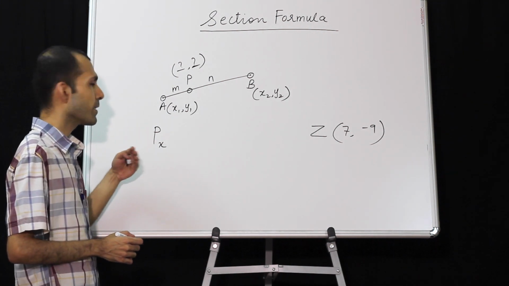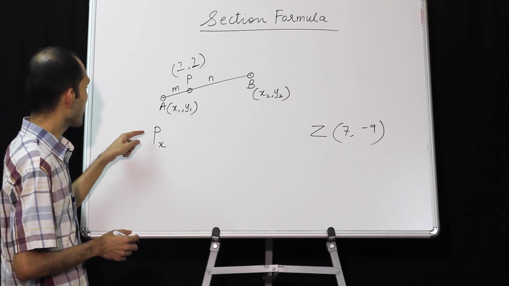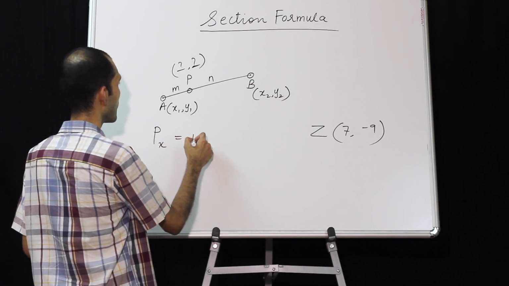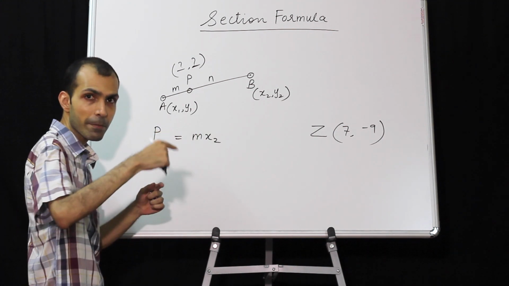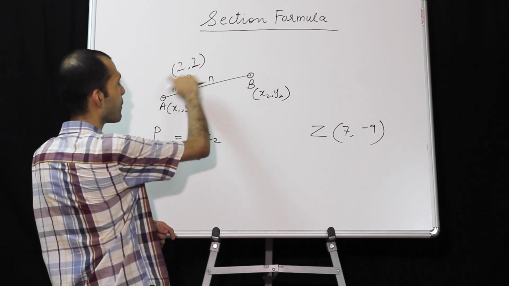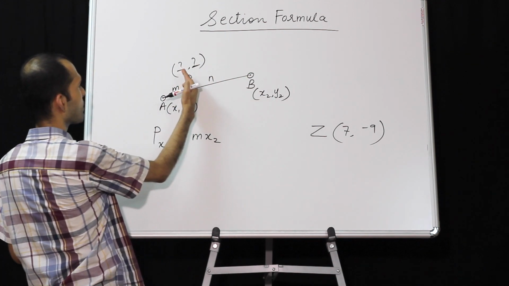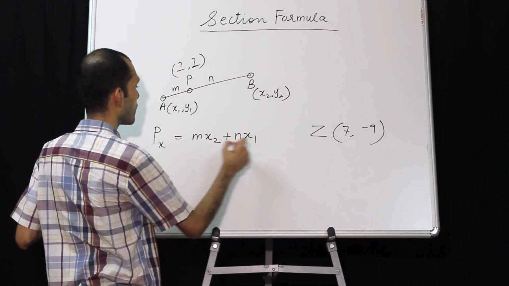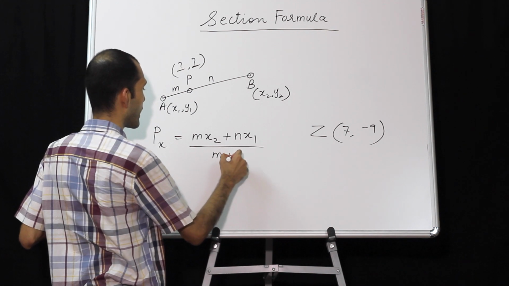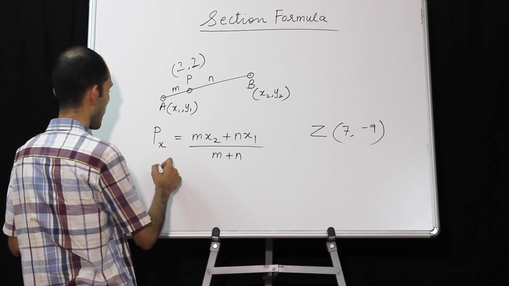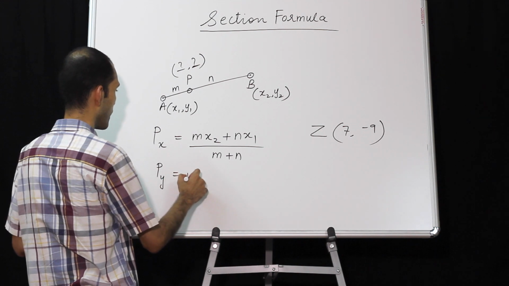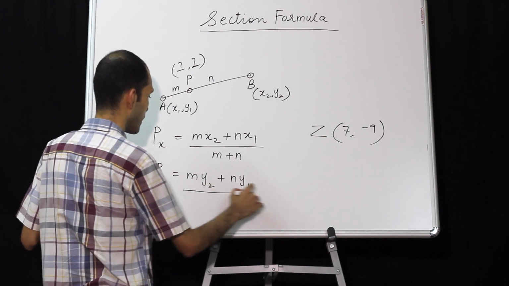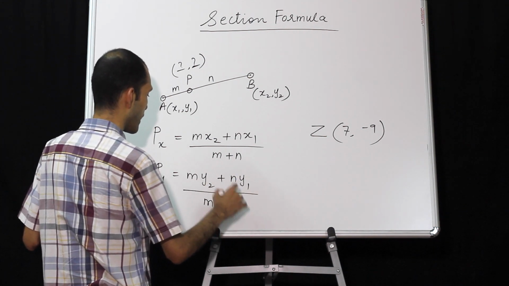So under such conditions, we write like this: px, p suffix x. We will hereafter read this as px. Px means x coordinate of point P. This would be mx2, m into x2, crisscross. We jump the border. mx2, like this is part 1, this is part 2. So we jump mx2 plus nx1 upon m plus n. P suffix y is my2 plus ny1 upon m plus n.